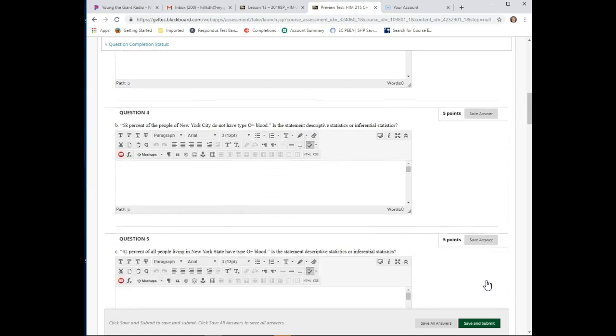So question 4. 58% of the people in New York City do not have O positive blood. Is the statement descriptive or inferential? Same thing as the first one. You've got very specific information. You're describing what your information is. 58% New York City, O positive blood. It's descriptive. All right.